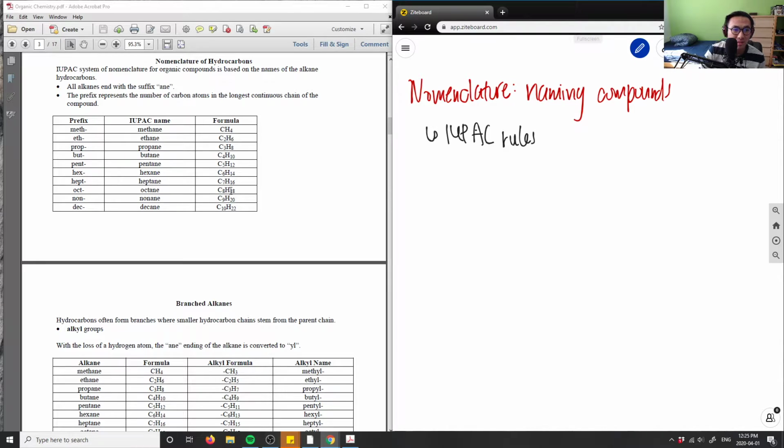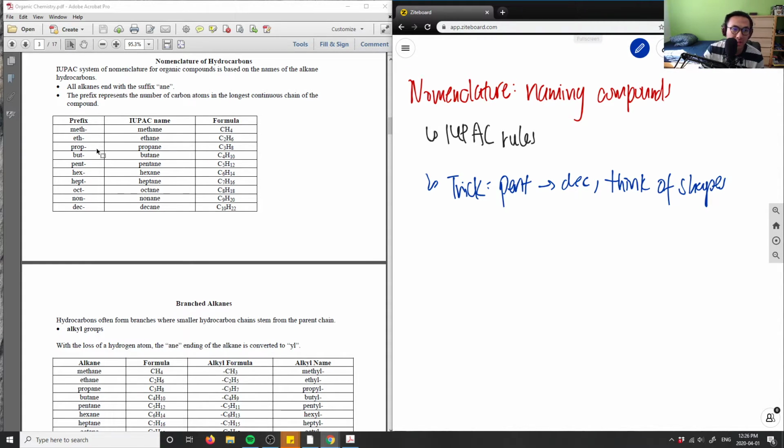And how I memorize this is from pent to dec. A little trick or hint, from pentane, I'll just write pent to dec. You can think of shapes. So pent is a pentagon. There are 5 sides to a pentagon. Hex is hexagon, heptagon, octagon, nonagon, decagon, right? These are all shapes. So that's what I think of.